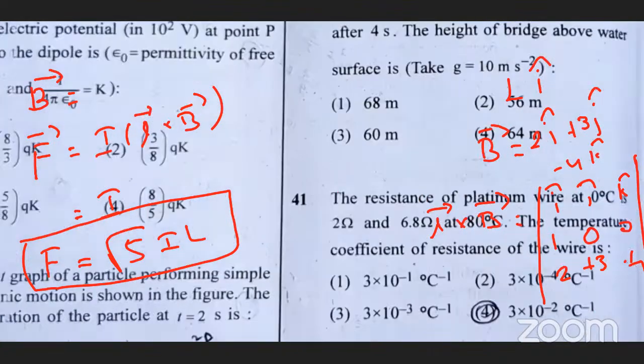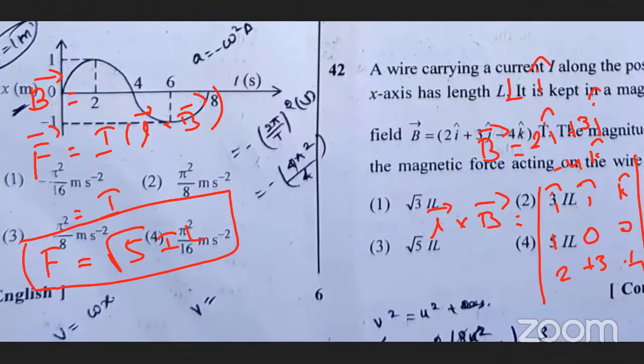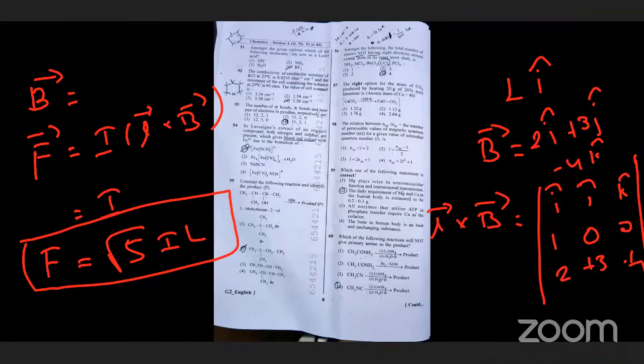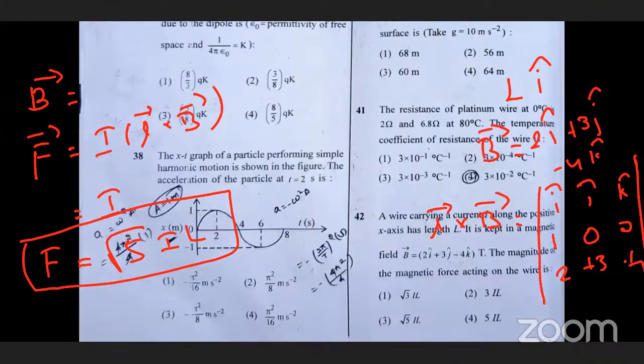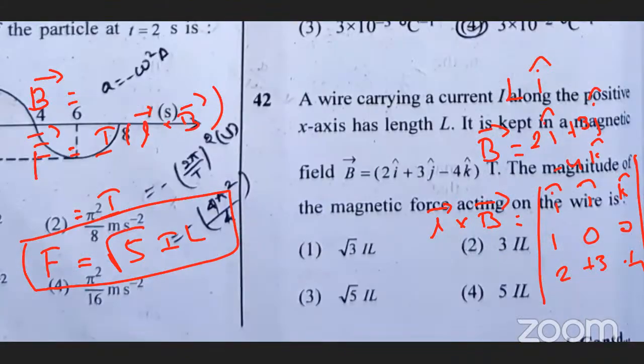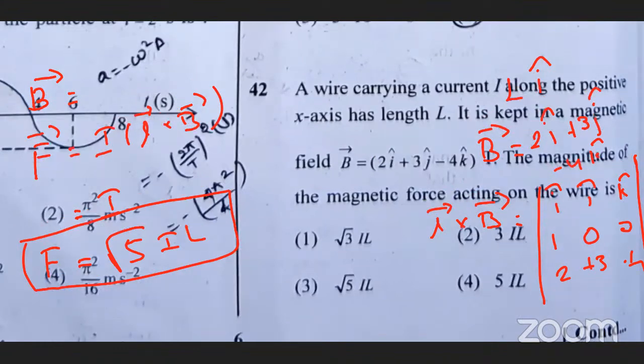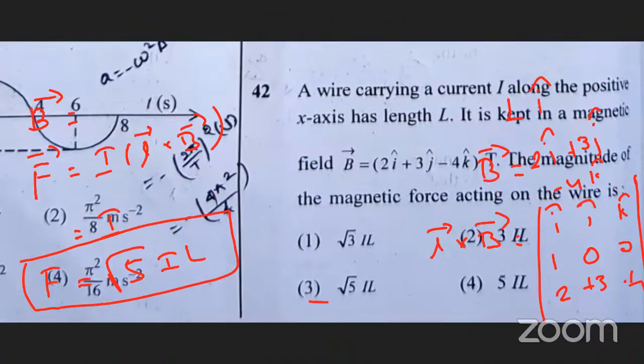So the correct answer for this 42nd question is root 5 into IL. Option 3 is the right answer, root 5 into IL. If you take the determinant for this, you will get the answer.